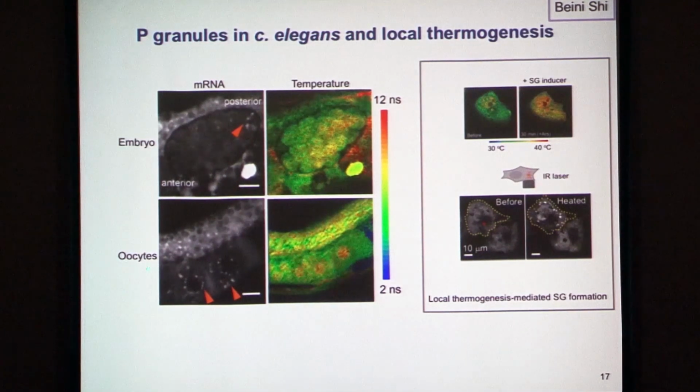And when you look at the oocyte, this black area is the nucleus, and this white spot is the P granule, which is responsible for translation regulation. We can see a warmer temperature near here. So we speculate that maybe the higher temperature and RNA granule formation are related. This is some of our ongoing investigations. So anyway, our thermometer and FLIM allow us to image even at the individual level.